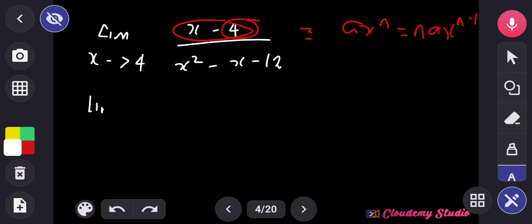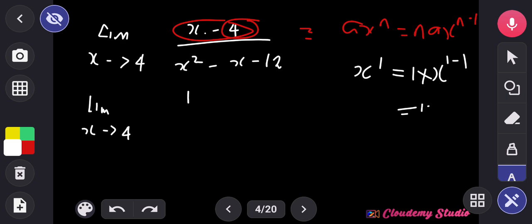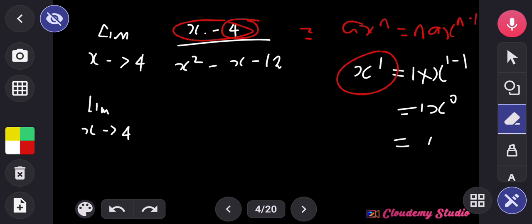I'm still having limit of x tends to 4. x becomes what? x becomes 1, because x is the same thing as x to the power 1, and that's 1 multiplied by x raised to the power 1 minus 1, which equals 1 multiplied by x raised to the power 0, and that's equal to 1. Which means if you differentiate ordinary x, you are going to be having 1. So that is 1 minus 0, because 4 will become 0.